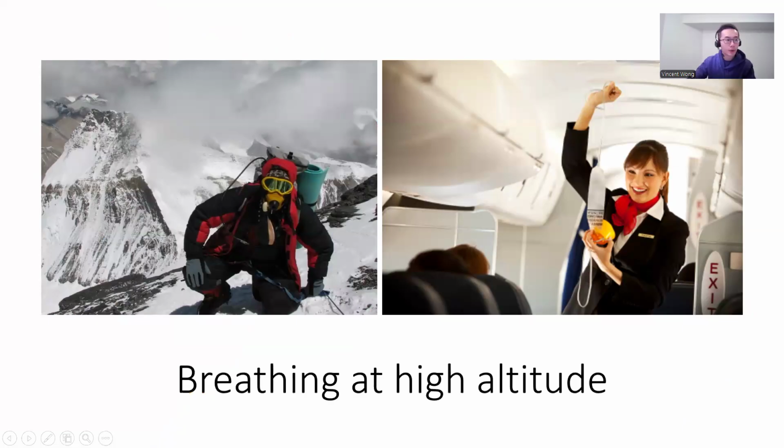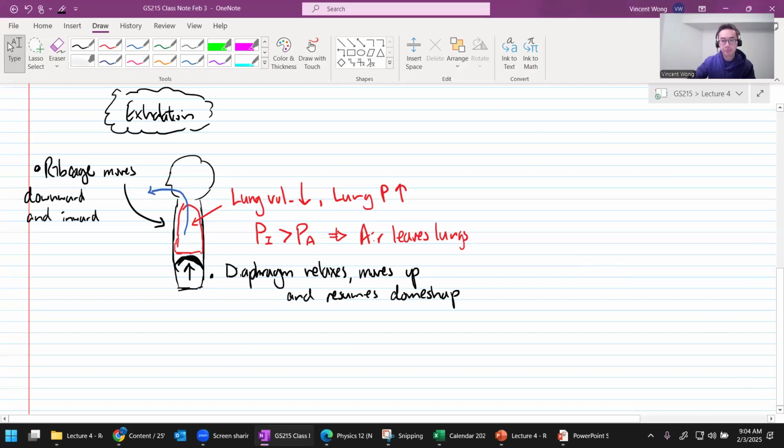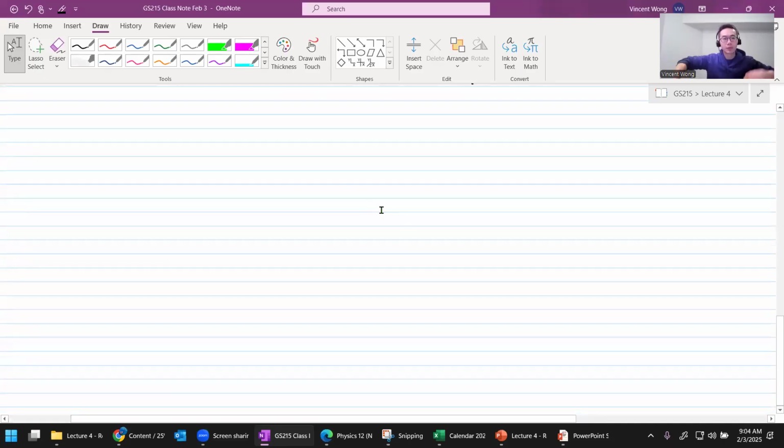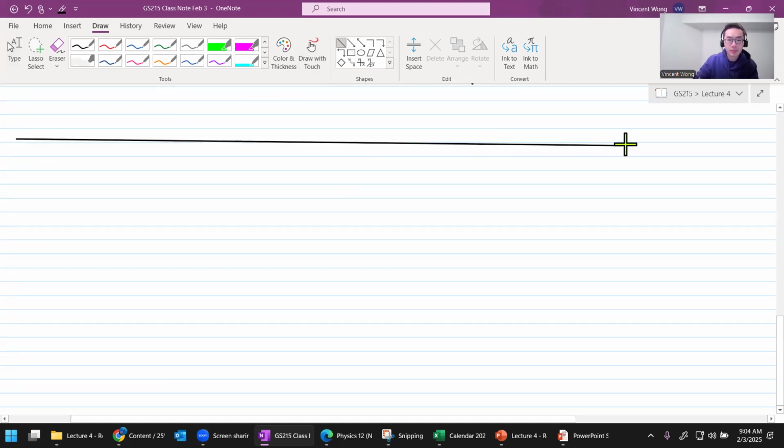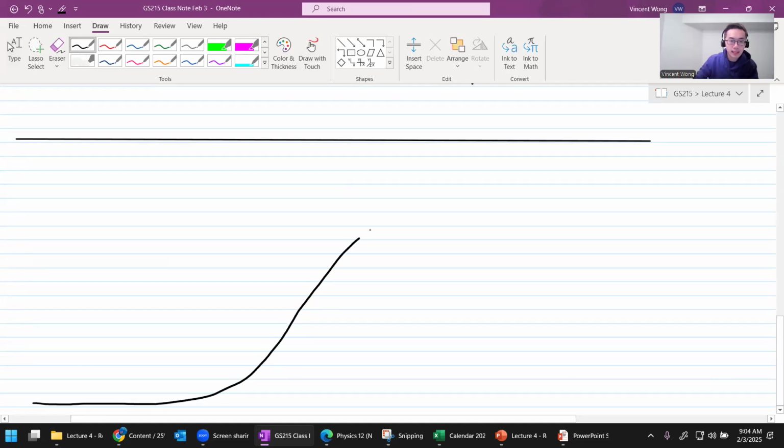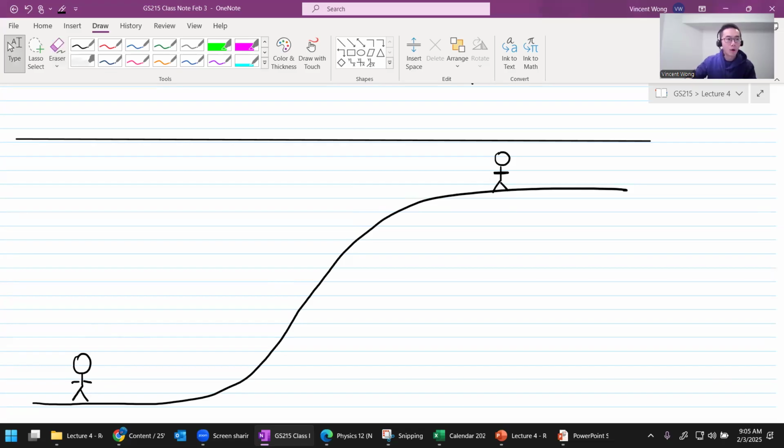All right, let me explain a few other situations. Next one is breathing at high altitude. So let's say this is the mountain top, and this is close to sea level. Let's say you're here, and then you're going to go up to a high mountain. So where would you experience more atmospheric pressure? Closer to sea level, or higher up in the mountain?